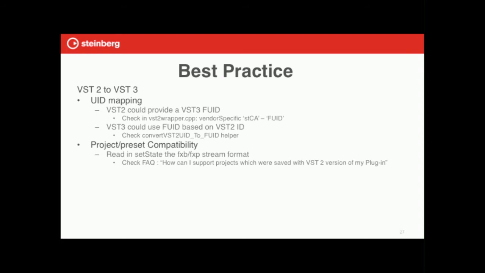I wanted to talk about going from VST2 to VST3. When you want to update your plugin to VST3, there are some guidelines on how to do it. There are 3 points. What's very important for the host to find the plugin is to be sure that the UID is well defined, and there are two ways to do it. We have a way to be compatible with projects and presets if you want to go from version 2 to version 3. And the parameter IDs. And we provide a VST2 wrapper which shows how this works.